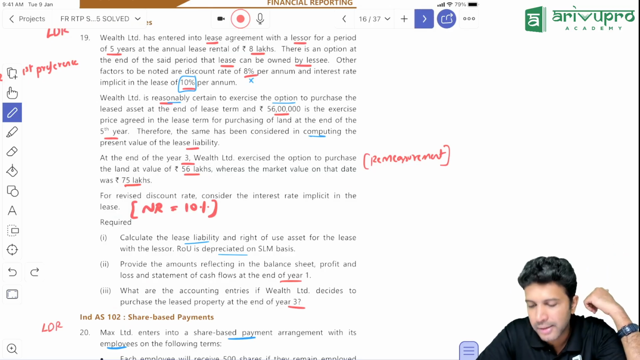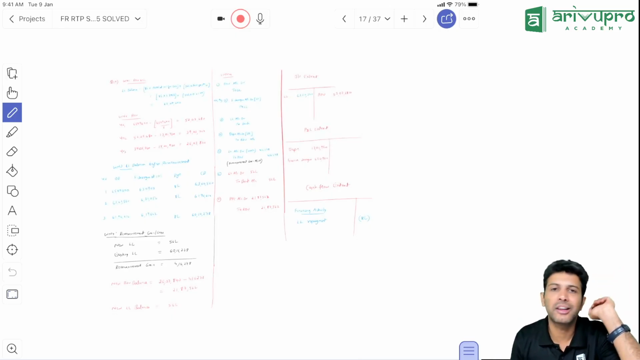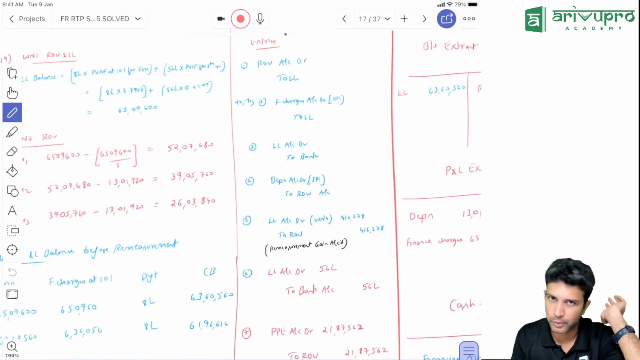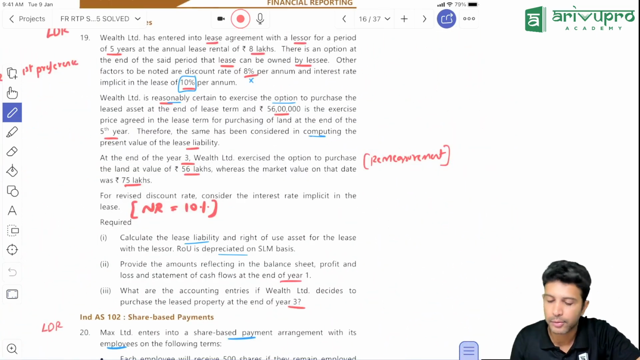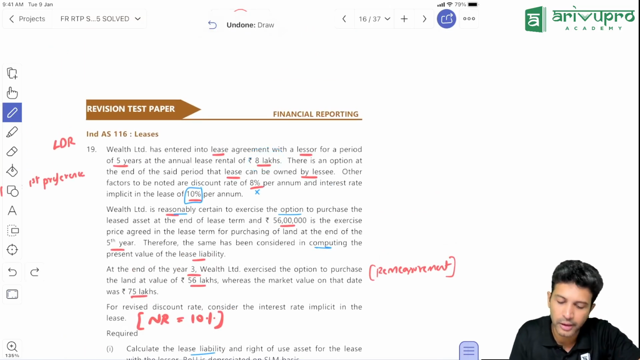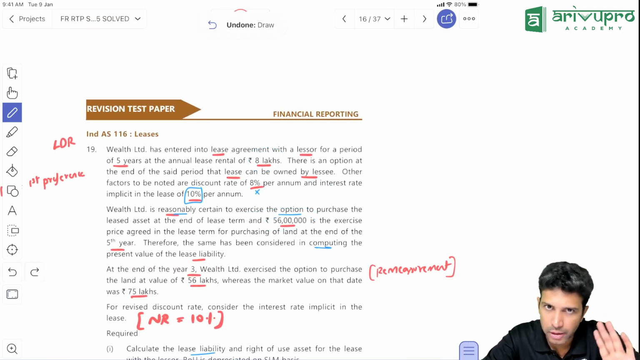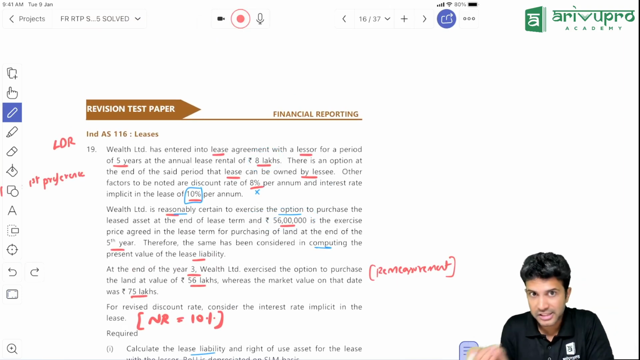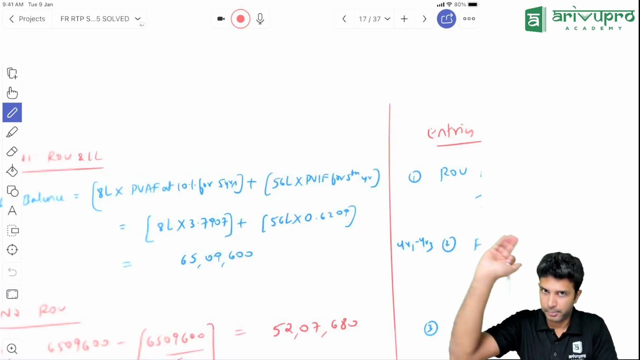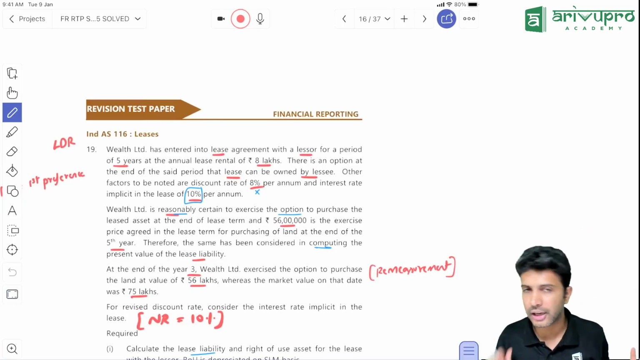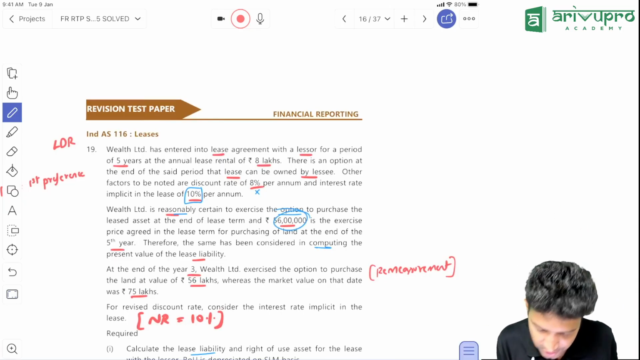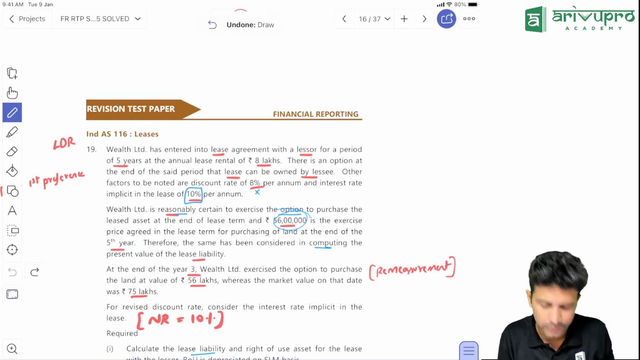Now, first, initially for ROU, there is no measurement basis. How do you measure lease liability? Initially, lease liability is measured at the present value of future cash flows, right? So, what are the two future cash flows that the lessee will have to incur? One is the lease rental every year of 8 lakh. Another one is the 56 lakh payment at the end of the 5th year. See, the actual purchase happened in the 3rd year, but initially when the lease contract was entered, the option to purchase this asset was not for the 3rd year. It was in the 5th year, right?